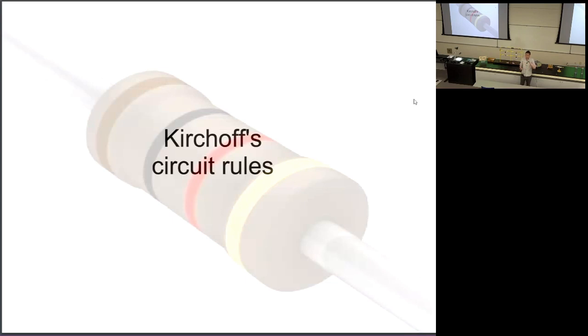There's a Kirchhoff current rule and there's a Kirchhoff voltage rule. We're going to introduce the voltage rule and the current rule, and then we're going to apply them to a particular problem that can't be solved with an equivalent resistance. It has to be solved with Kirchhoff's rules.